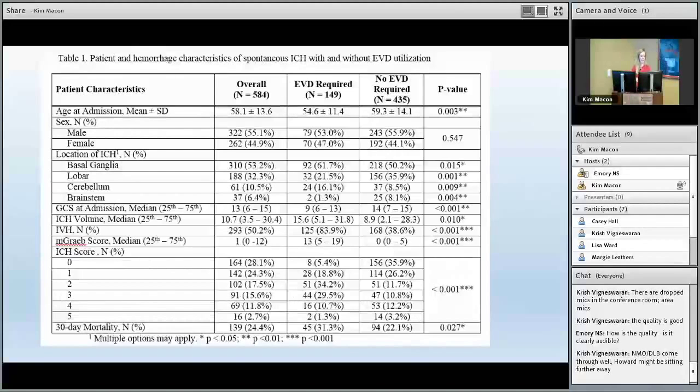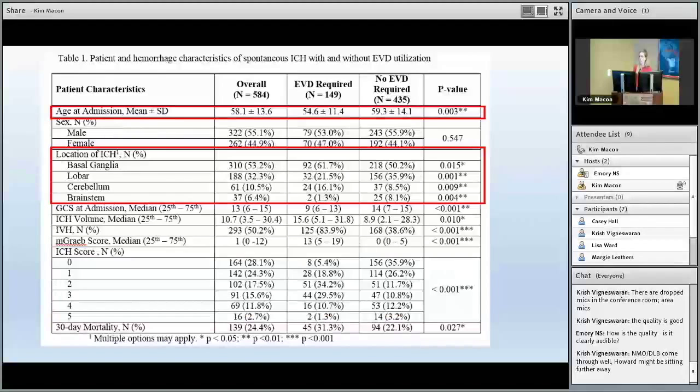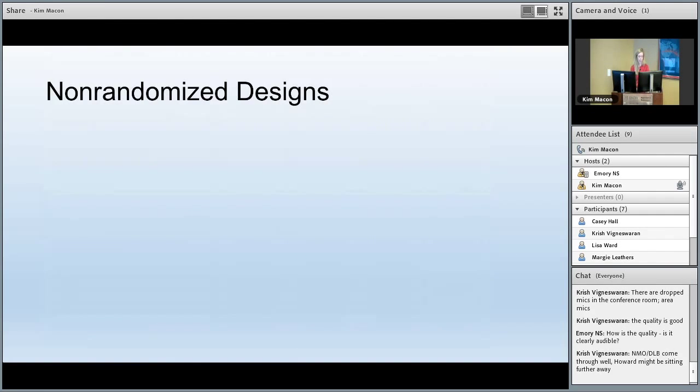But if you look at this table, this was just some baseline characteristics of our patients that had an EVD versus that did not get an EVD. There's a lot of differences, right? The location of the ICH, they have a lower GCS score, they have higher ICH volume, they're more likely to have intraventricular hemorrhage, and they have higher Graeb scores at baseline. So for all practical purposes here, the EVD patients look much sicker.